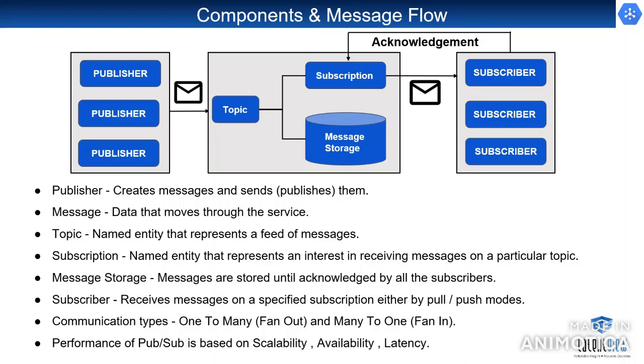And in case of one to many, there is only 1 publisher and many subscribers. If 2 different subscribers want to subscribe to the same message from a single publisher, this can again be achieved by creating 2 different subscriptions from the same topic. This is how communication between publisher and subscriber works.